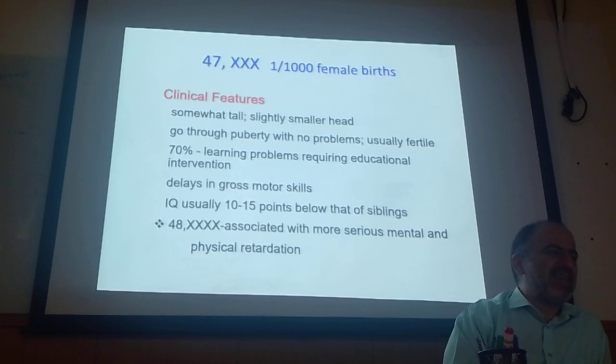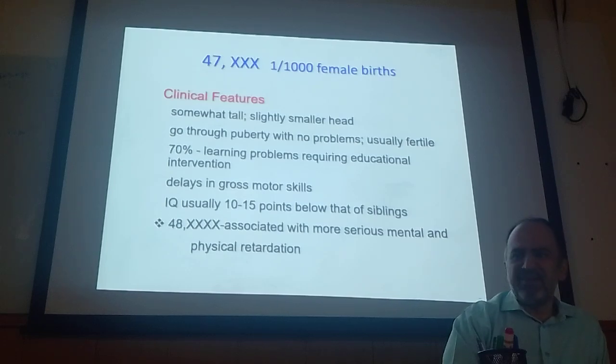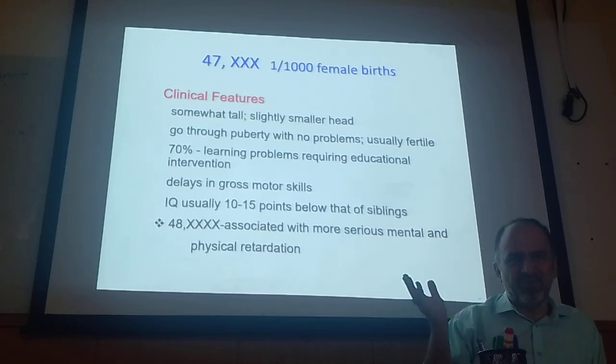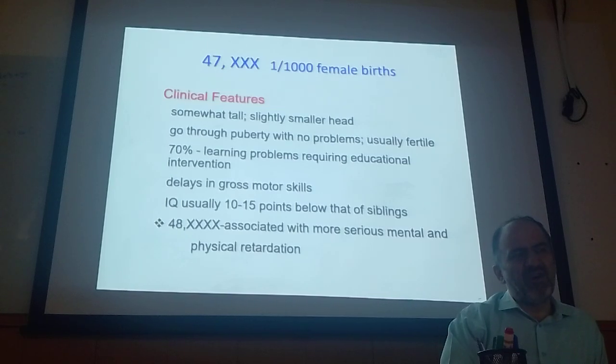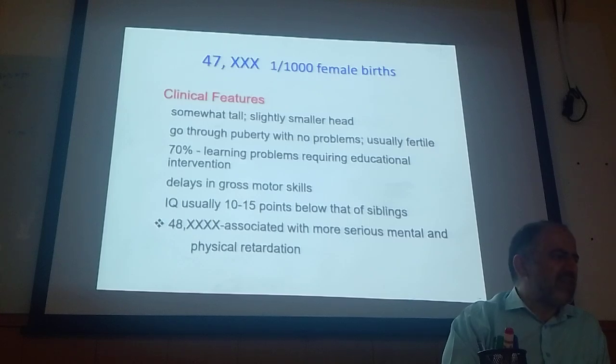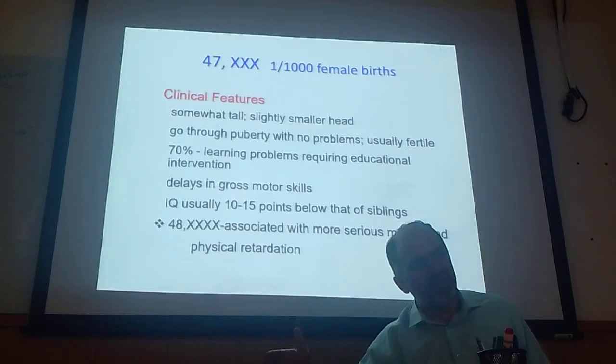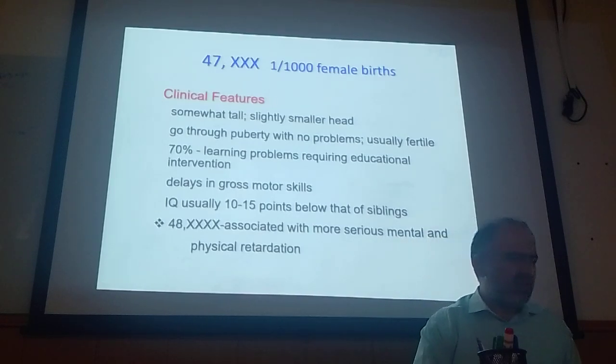So triple X, again 1 in 1,000 females, somewhat tall. You see, it seems the gene for good height is on the X chromosome. A slightly smaller head, they go through puberty without any problem, usually fertile. Same as extra Y, triple X is again fertile. 70% have a little bit of problem in learning, delay in gross motor skill. Quadruple X, 48 XXXX, much more X, much more severe problem. Of course, more than one would be inactive.